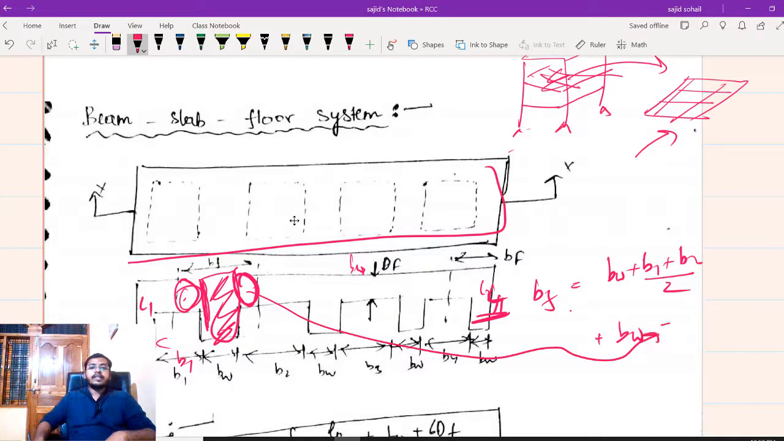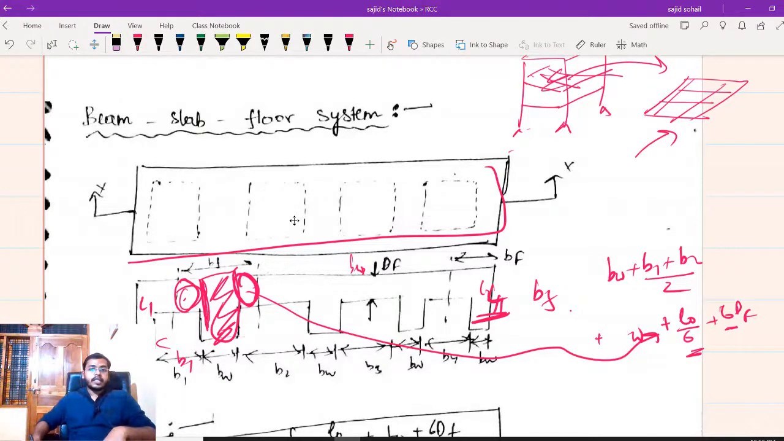Very simple. That is written as L0 by 6 plus 6 DF. Okay, L0 by 6 plus 6 DF. यहाँ पे 6 है तो यहाँ पे भी 6 आ जाएगा. So BW plus L0 by 6 plus 6 DF. End of story. That is your BF.